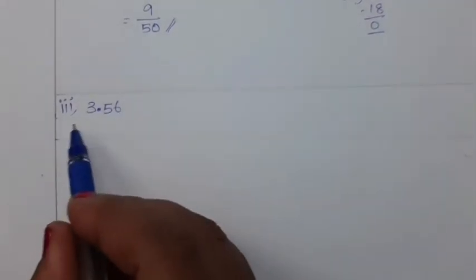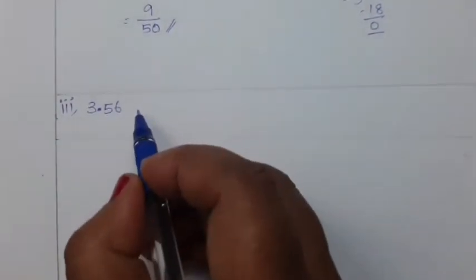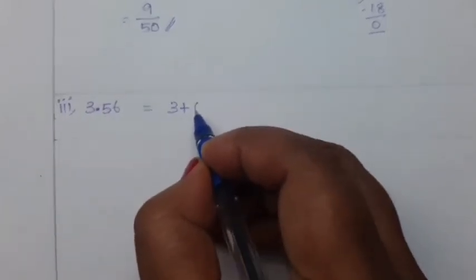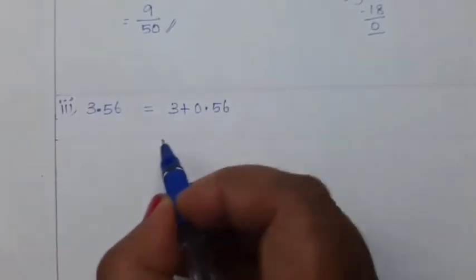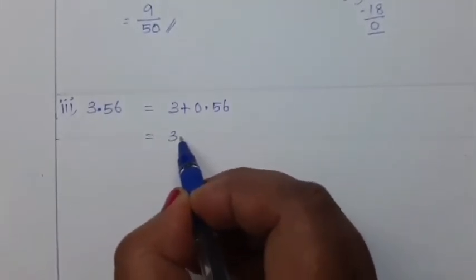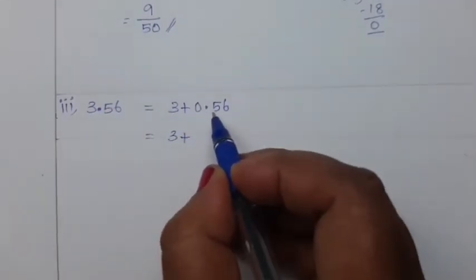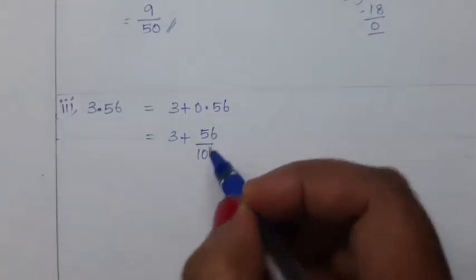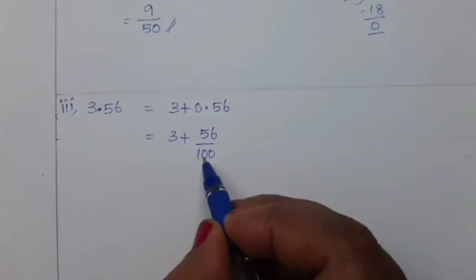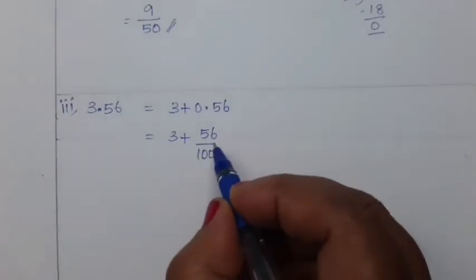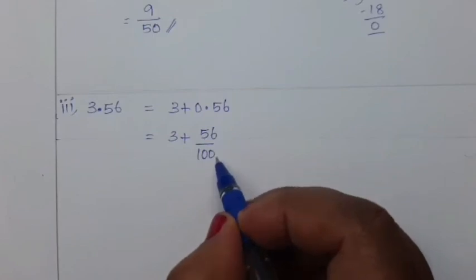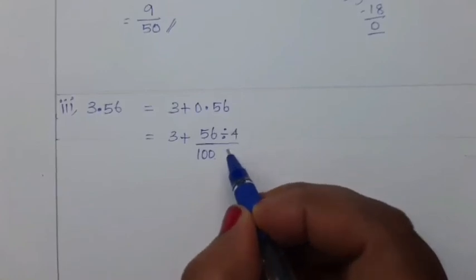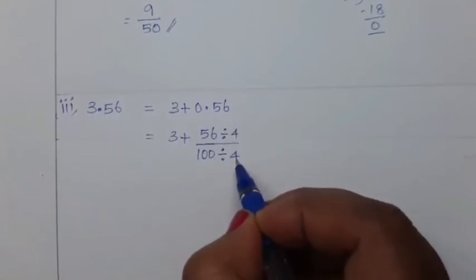Next, subdivision 3, 3.56. This decimal number can be written as 3 plus 0.56. I write this 3 as it is. This 0.56 can be written as 56 divided by 100. To simplify this 56 by 100, we can divide by 4 on both numerator and denominator.